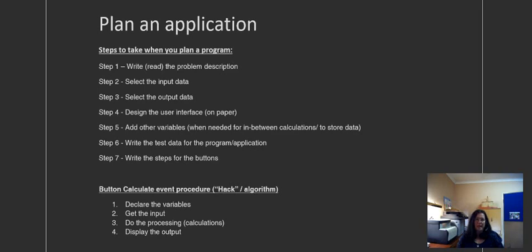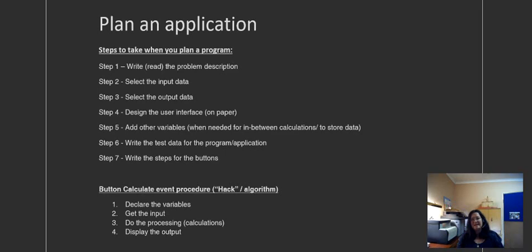Then we're going to select the output data. Again, we're going to fill that in on a table. And again, nice variable name together with a description. And again, for beginners, 1, 2 or 3 output variables will be good enough. Then we design the user interface on paper. That's the screen of my program. And normally if you go from the top to the bottom, first the input, then the output, and then the buttons. Start with something that's simple, and we're going to keep using that. Later on we'll build upon that.